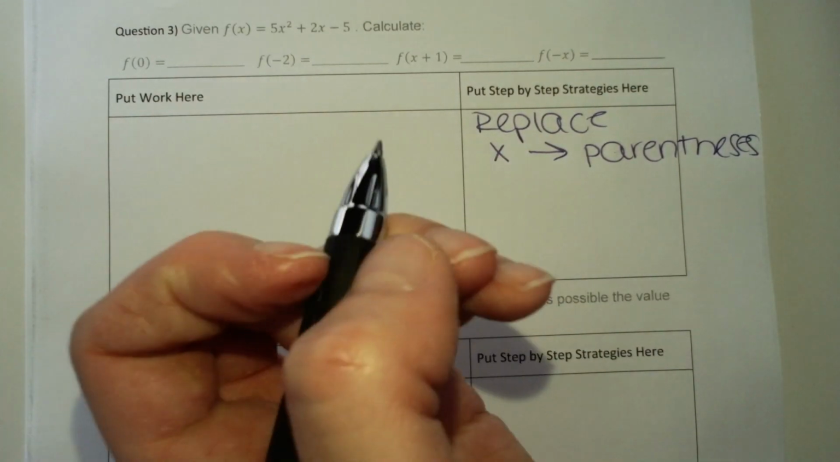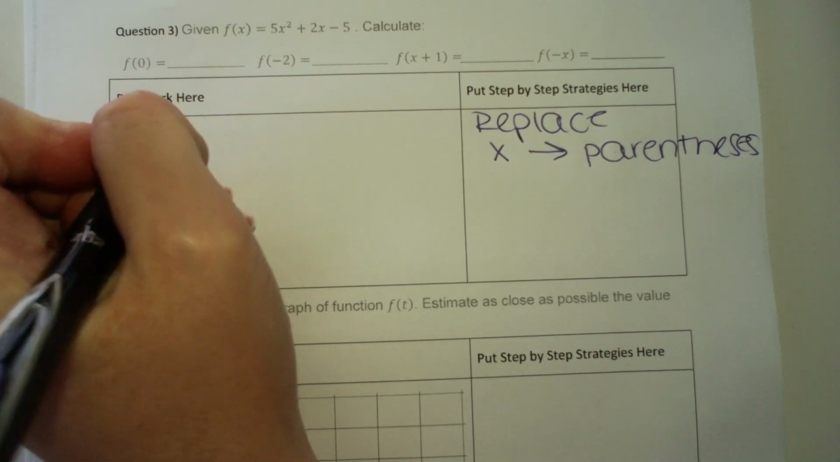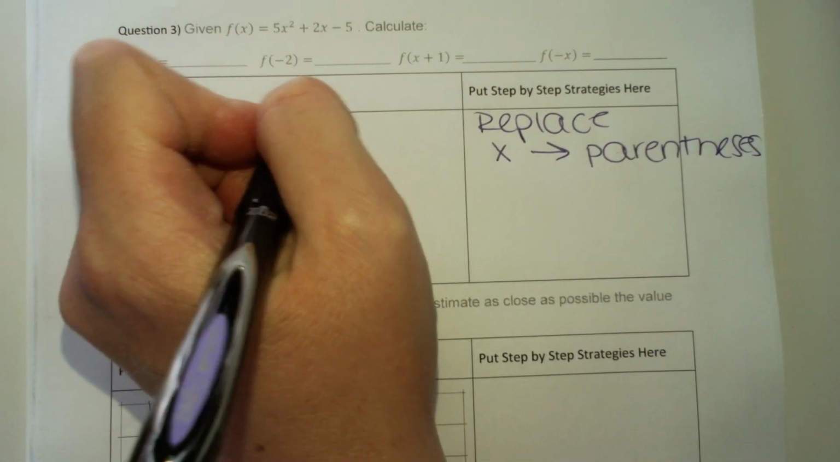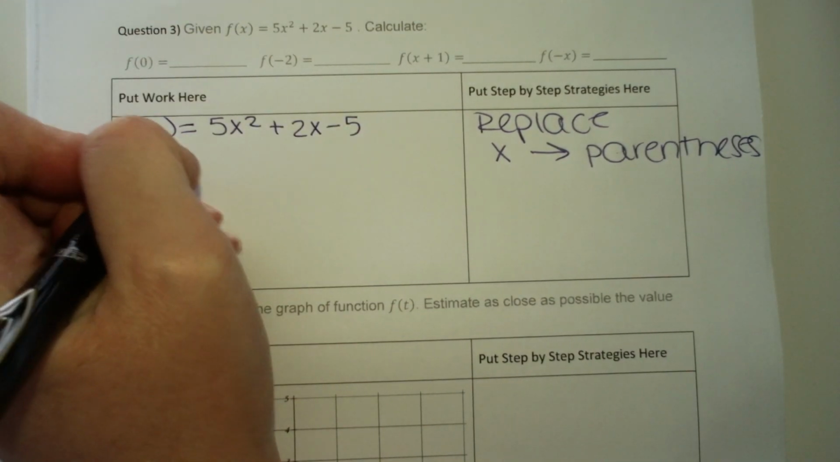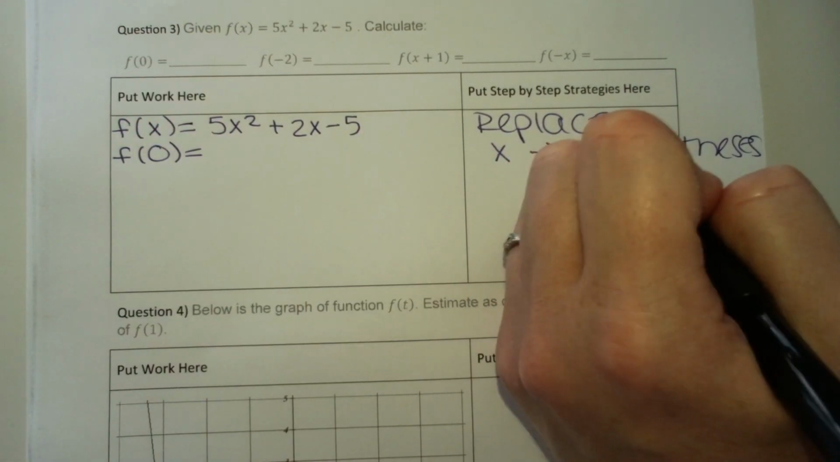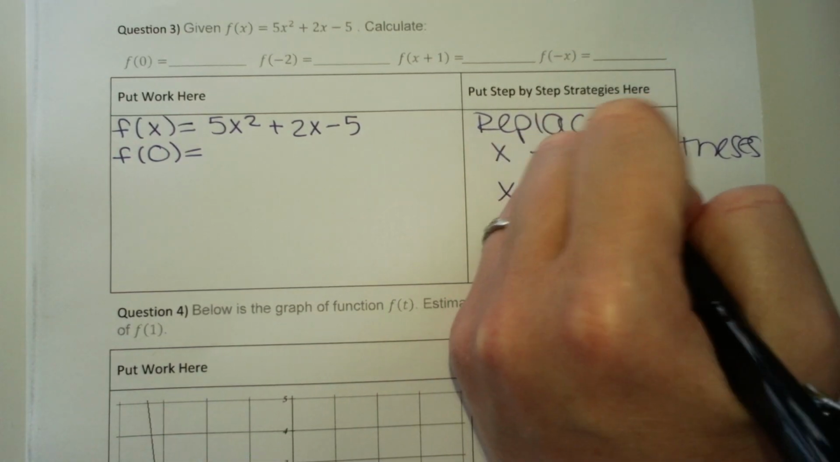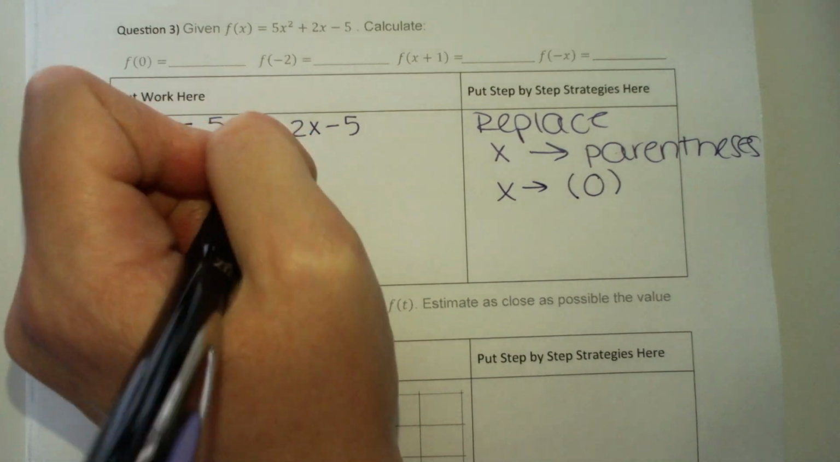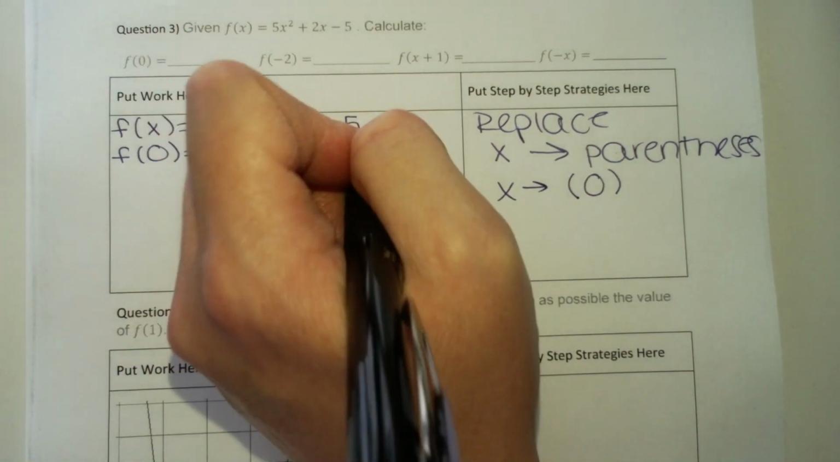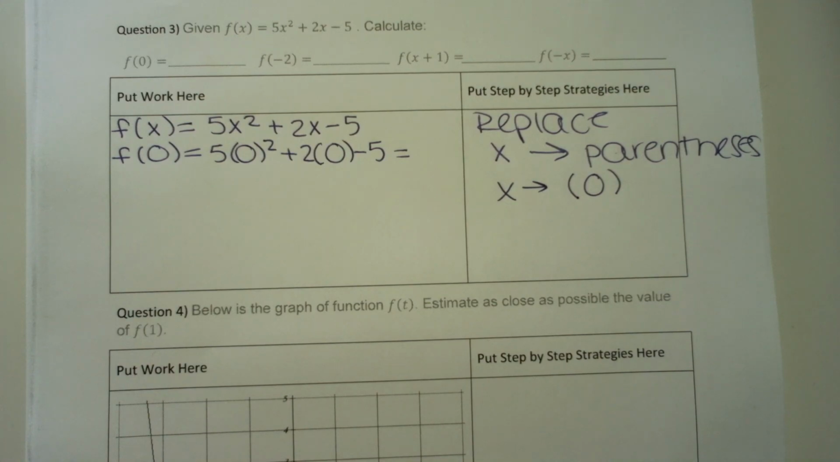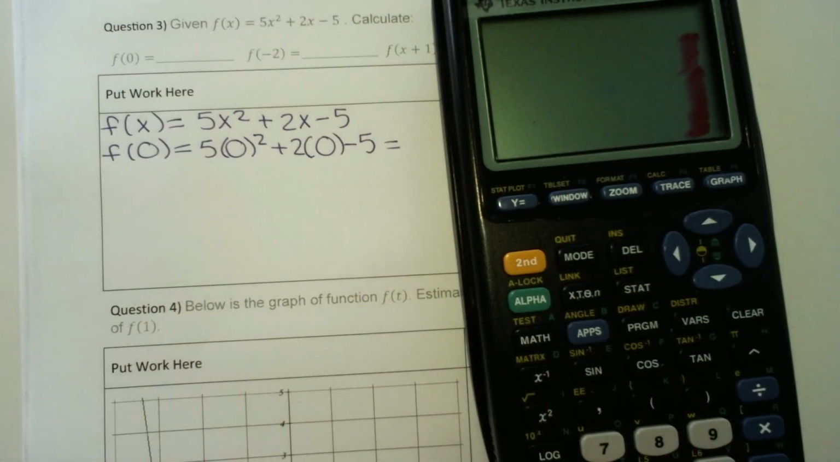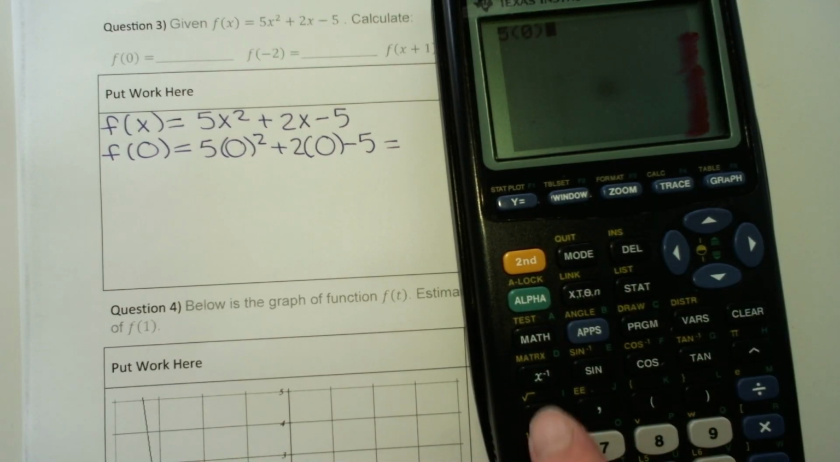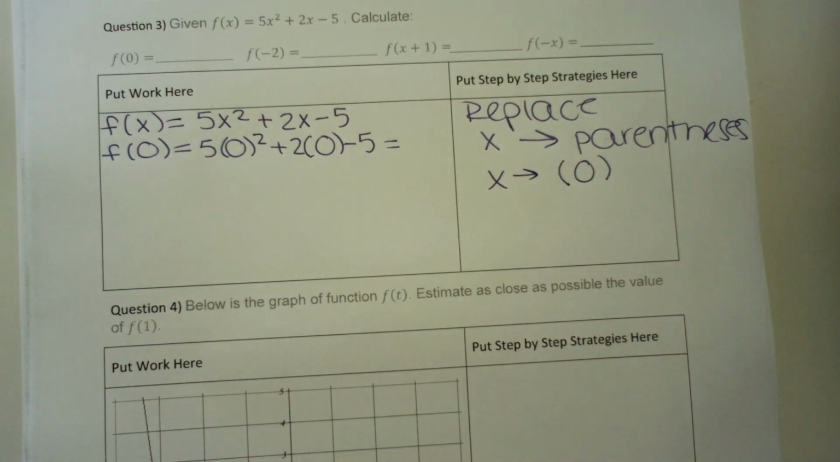So here, for the first one, I'm going to take my function definition and replace the x with parentheses 0. So it's going to be 5 times 0 squared plus 2 times 0 minus 5. And you can put that in on your calculator just as a regular order of operations question. That gives you negative 5.